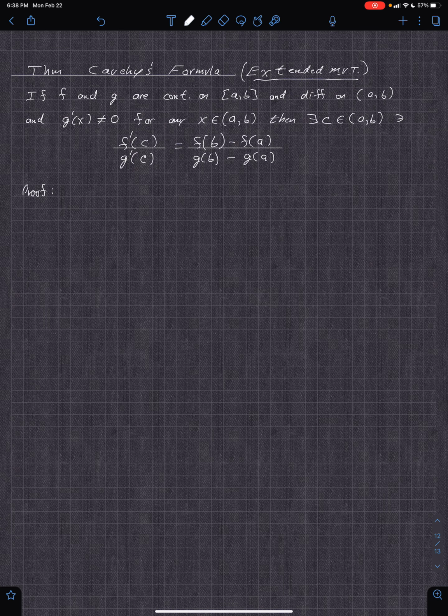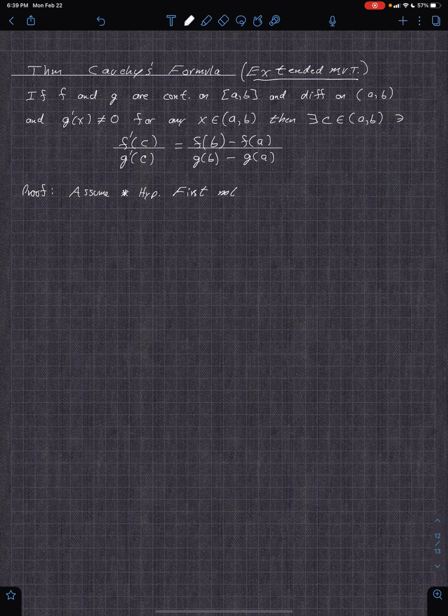So let's assume, I'm not going to write everything out for the hypothesis, so let's assume the hypothesis is all true. So f and g are continuous on the closed interval, differentiable on the open interval, and g prime does not equal 0 for any x in the open interval. So all of that is your hypothesis, and we're going to need that, of course, for everything.